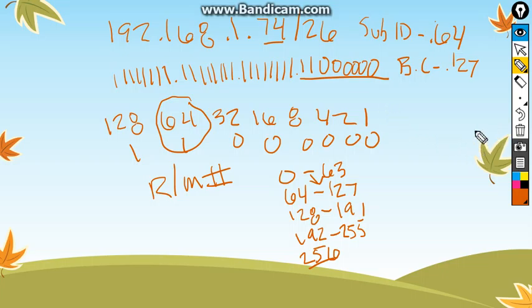So that is it. Everything has to do with the subnet mask. The subnet mask is everything. An IP address is not anything without a subnet mask. They go together like peas and carrots, right? So that's the basics of subnetting.